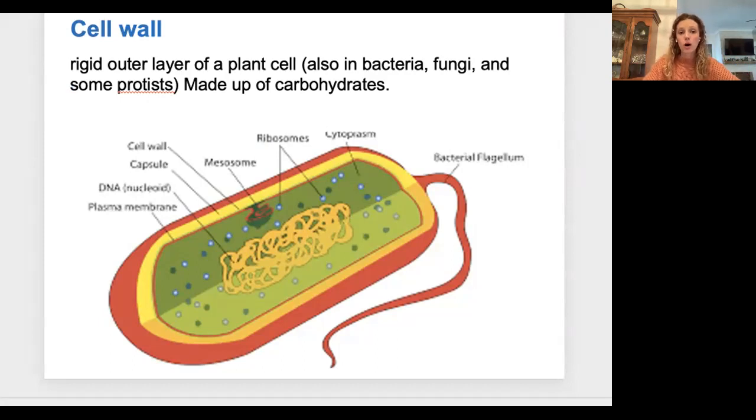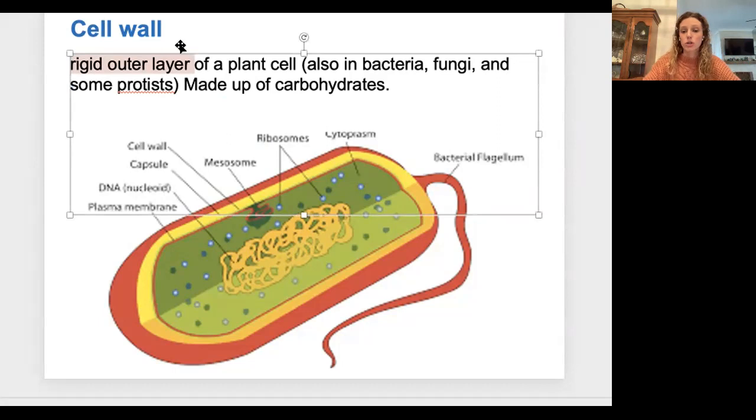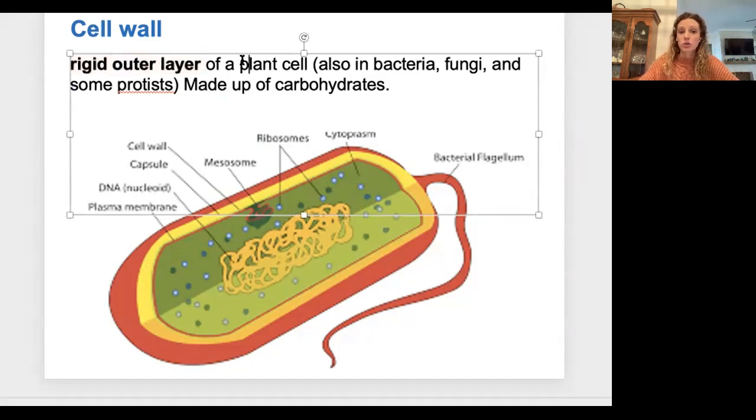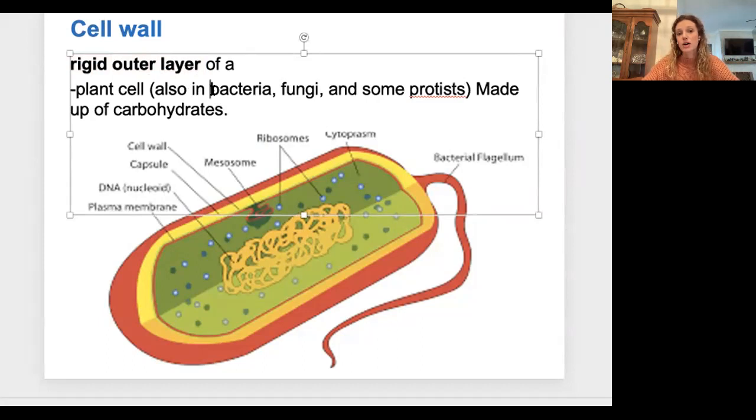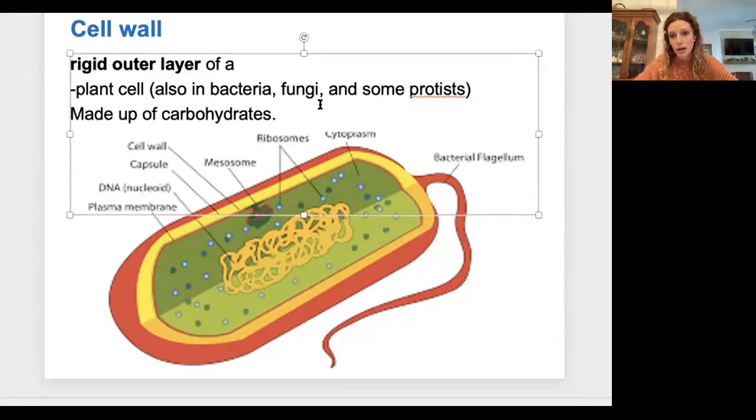Okay, so cell wall is the rigid outer layer of plant cells. I just want you to write cell wall equals rigid outer layer. And I also want you to say that it's in plant cells, bacteria, fungi, and some protists. It is made up of carbohydrates, but each cell wall is going to be made up of different types of carbohydrates. Some are made up of chitin, and some are made up of cellulose. It's going to depend. So I just want you to have cell wall, rigid outer layer. Examples of this are plant cells, bacteria, fungi, and protists.